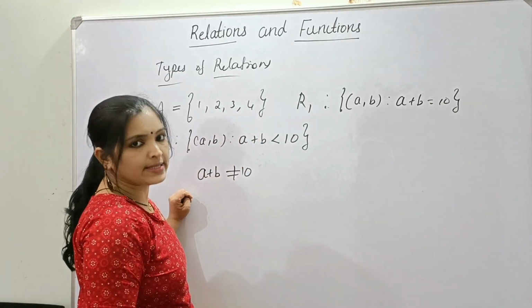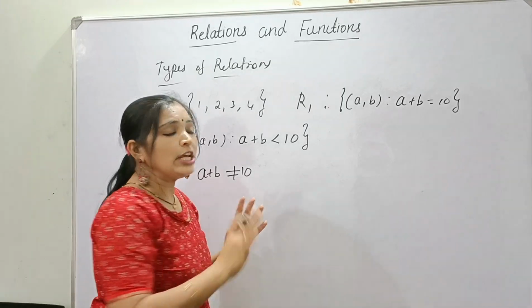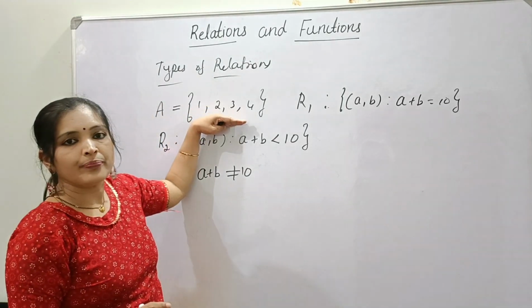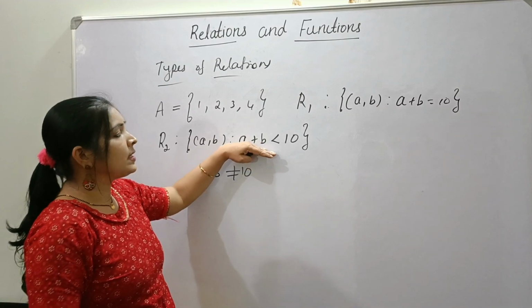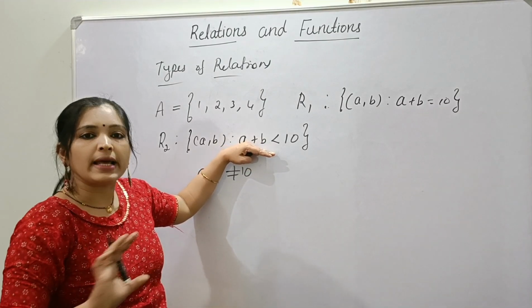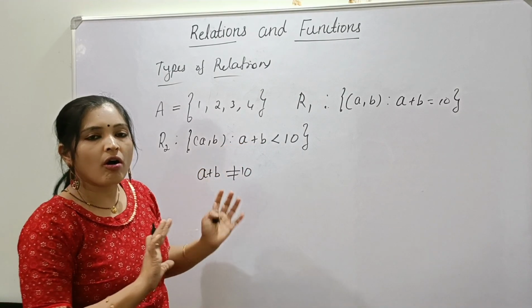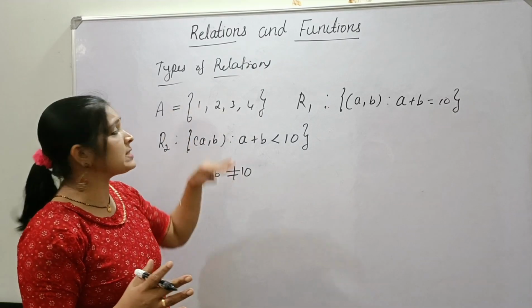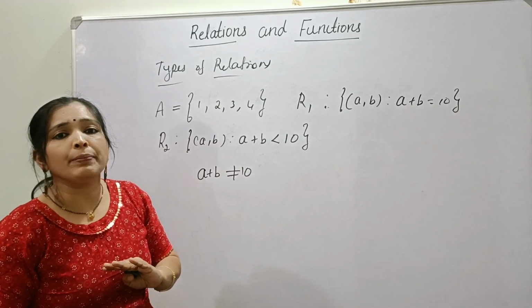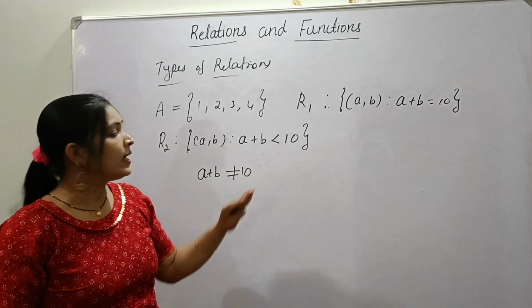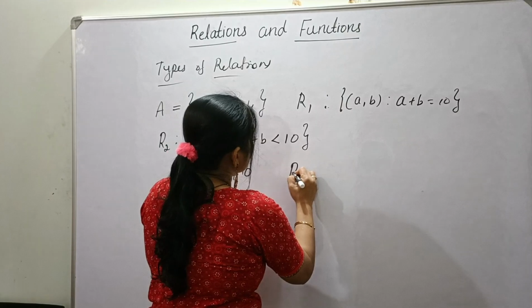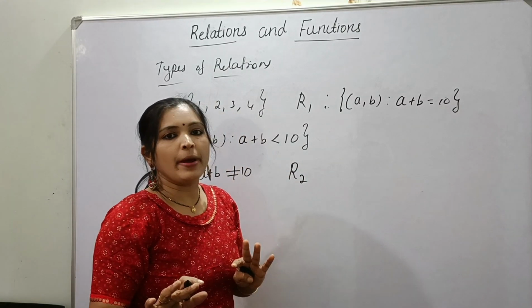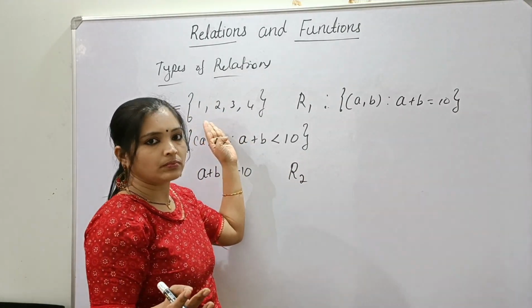2 plus 4 is 6, that is less than 10. So for any two elements in A, we observe that A plus B is less than 10, for all the elements. If you take any two elements in A, then their sum is less than 10. Therefore, R2 contains all the elements of A cross A.